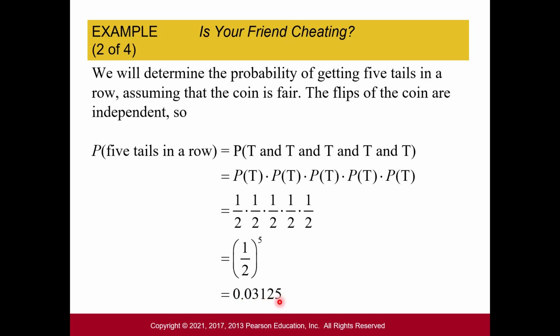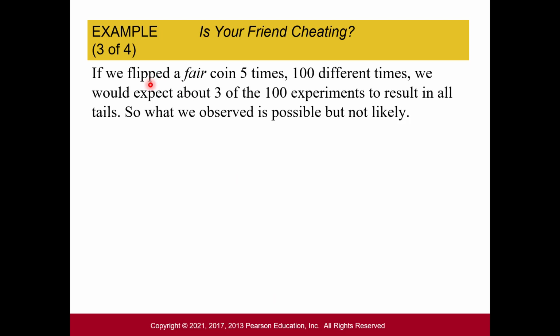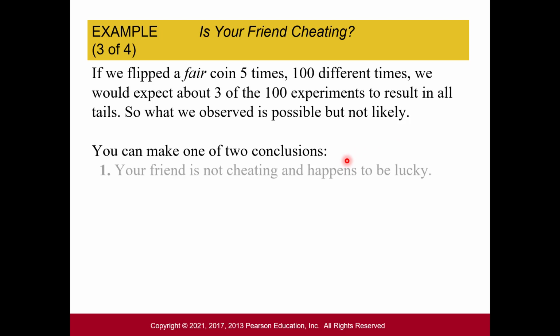And so we just multiply 1/2 5 times, or 1/2 to the 5th power, which gives us 0.03125, or about 3%. So if we flip the fair coin 5 times, 100 different times, we would expect about 3 out of the 100 experiments to result in all tails. So we observe what's possible, but not likely. It's possible that your friend can get 5 tails in a row, but it's not very common or likely. It's pretty unusual.